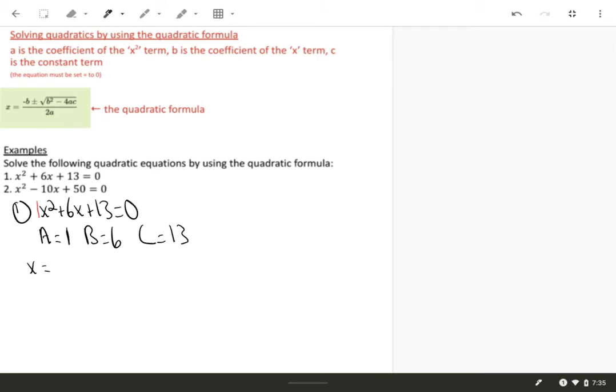So x equals negative B plus and minus square root of B squared minus 4 times A times C, divided by 2 times A.